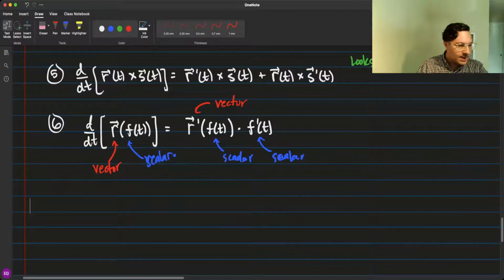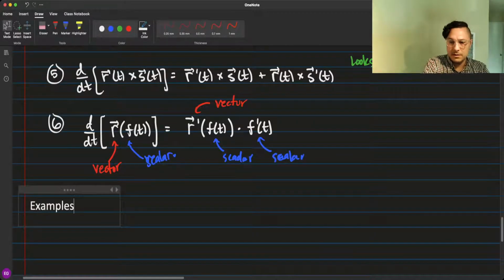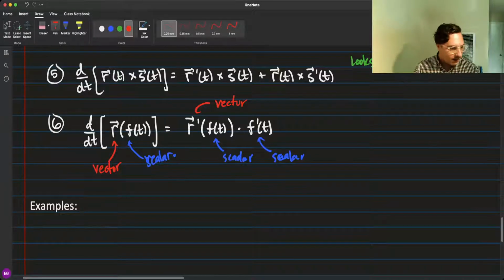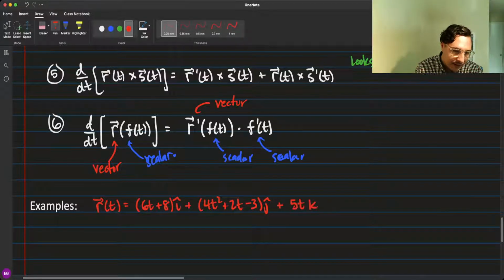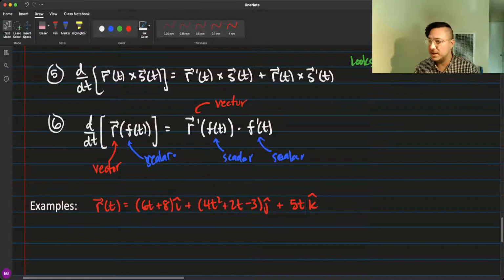Alright, so let's do some examples using the rules. Let's say that you have some vector valued functions. One of them is r. Your vector valued function r is equal to (6t plus 8)i plus (4t squared plus 2t minus 3)j plus 5t k. Looking at this, you can see that it's a space curve.